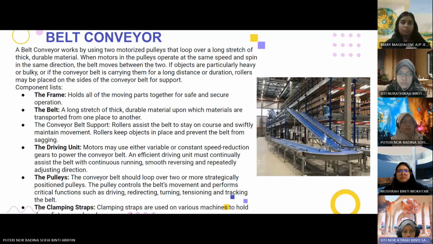Next is belt conveyor. A belt conveyor works by using two motorized pulleys that loop over a long stretch of thick, durable material. When motors in the pulley operate at the same speed and spin in the same direction, the belt moves between the two. If objects are particularly heavy or bulky, or if the conveyor belt is carrying them for a long distance or duration, rollers may be placed on the sides of the conveyor belt for support. The component list is the frame, the belt, the drive unit, the pulley, and the clamping strap.